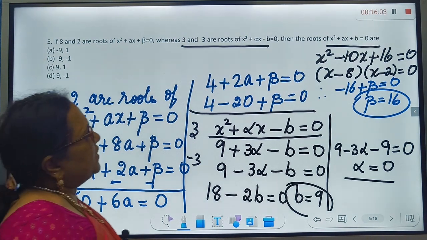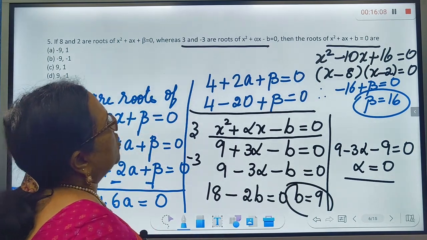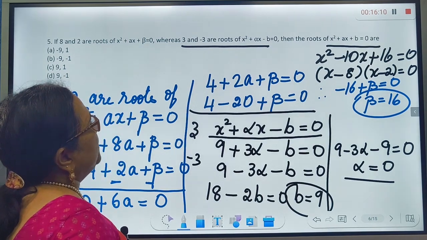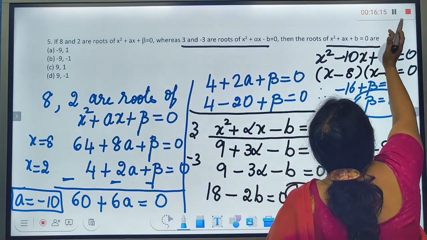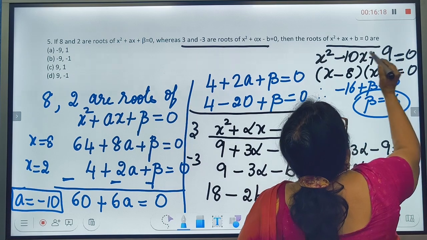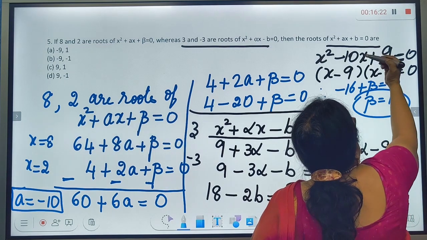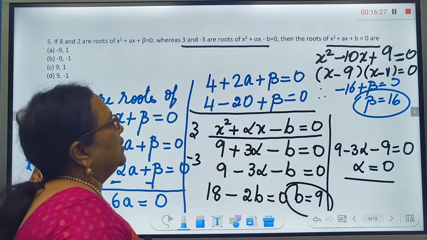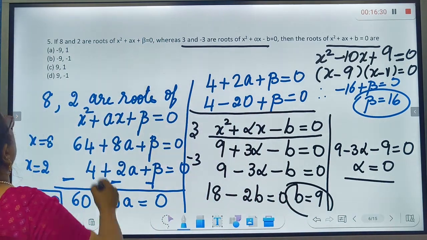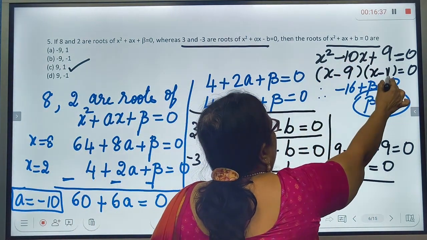Is it correct? Minus 10x, x square plus ax. A is what? Minus 10. So minus 10x plus b. B is what? B is 9. Equal to 0. So what will I get? Minus 9, x minus 1 equal to 0. That means x is 1 or x is 9, which is the correct possibility. X is 1 or x equal to 9. X square minus 10x plus 9 equal to 0.